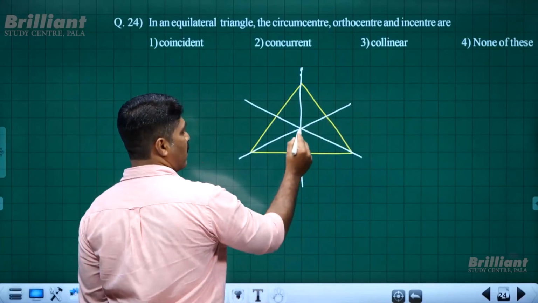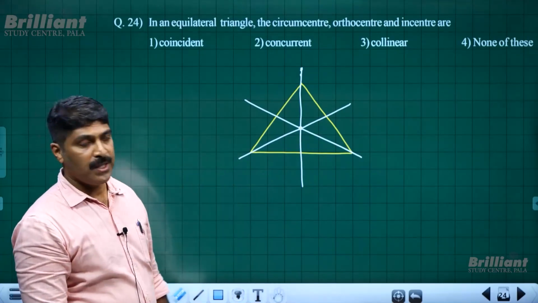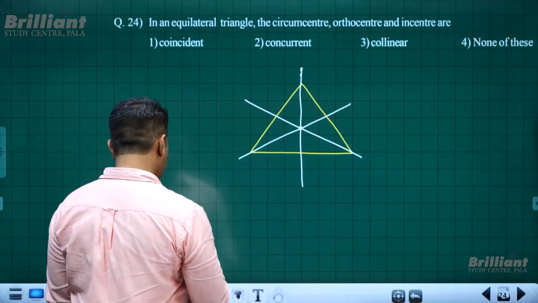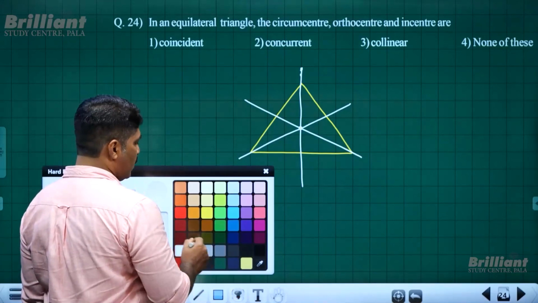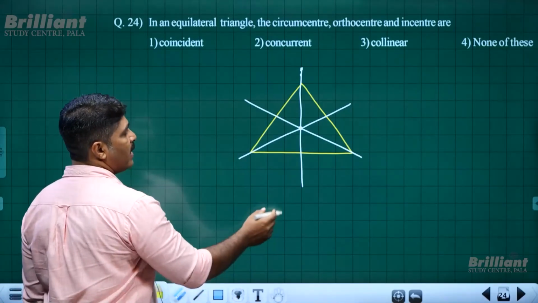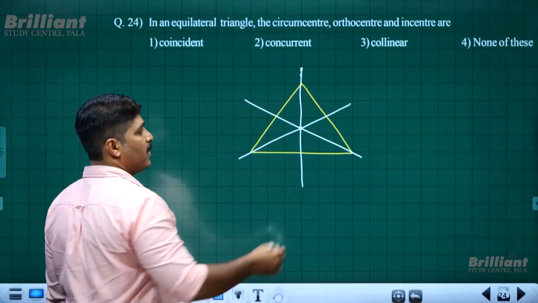So these sides' perpendicular bisectors meet at the circumcenter. And the next one is the orthocenter. So what is the orthocenter? How do we draw the orthocenter here? If you are drawing the orthocenter in such a situation, we draw the orthogonals. Orthogonals in the sense of the altitudes.